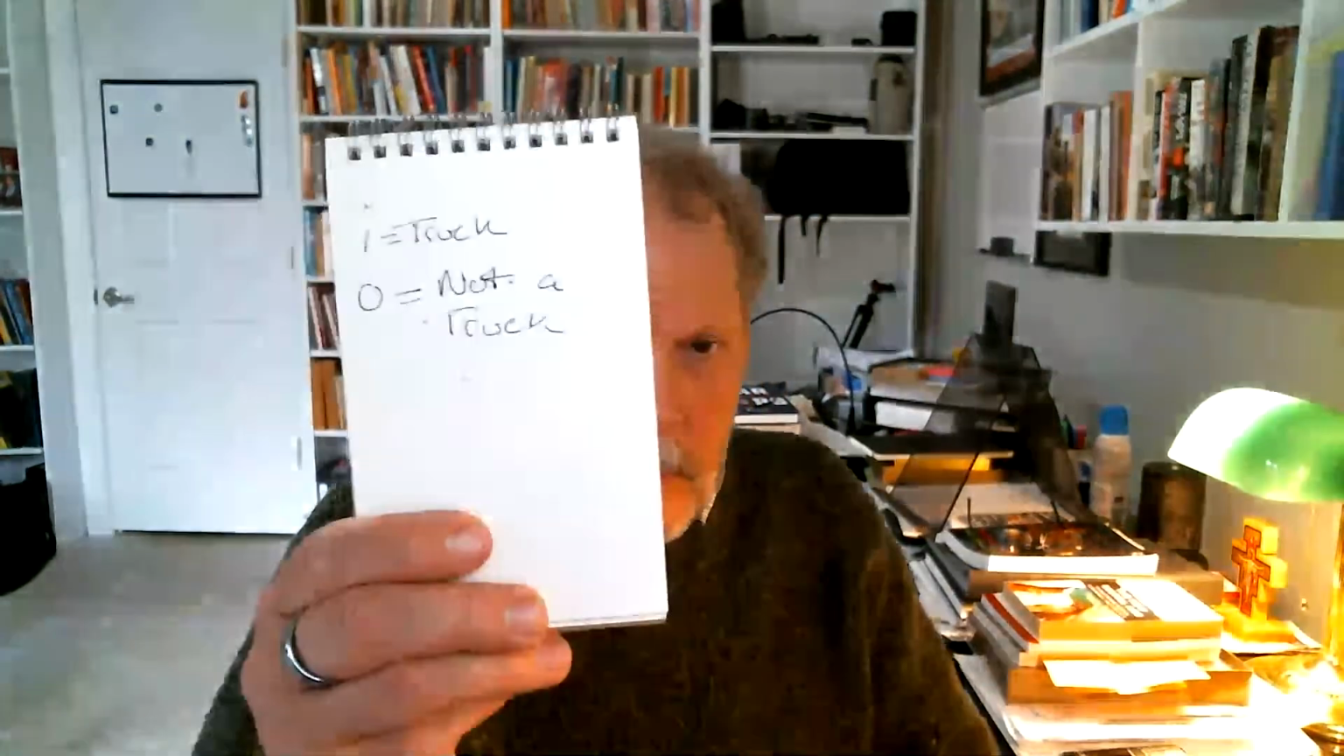Okay. So you can use binary, but 1 and 0 are traditional. So you say everything that was a truck gets assigned the number 1. Anything that is not a truck gets assigned the number 0. Okay, like that.